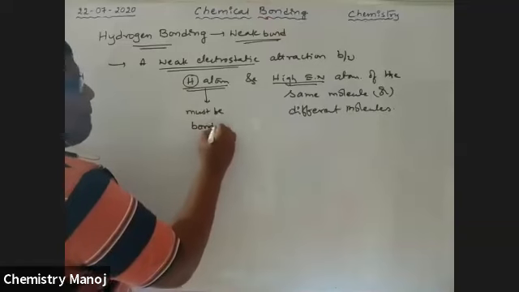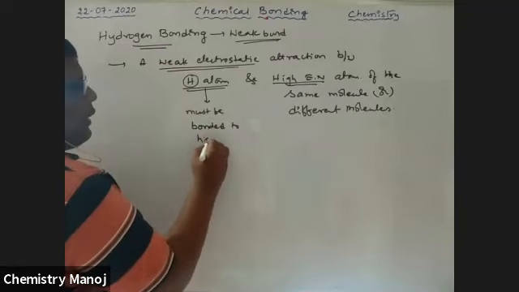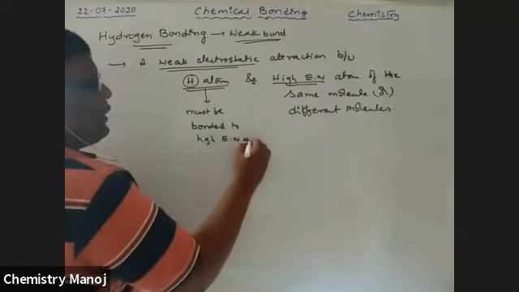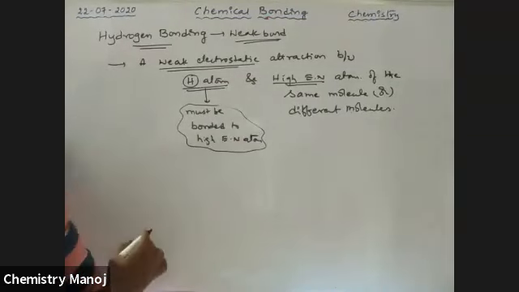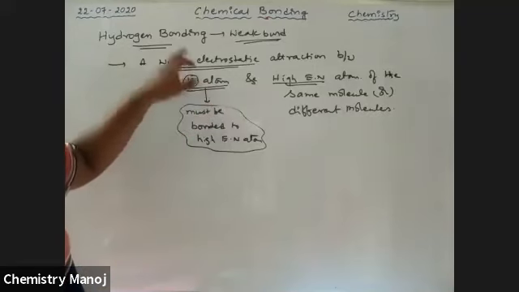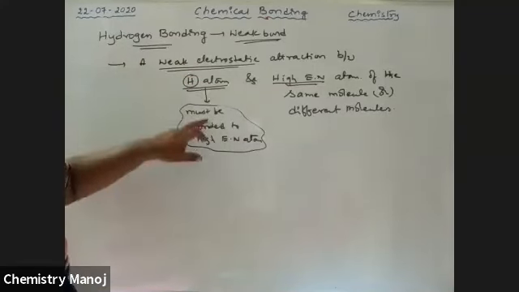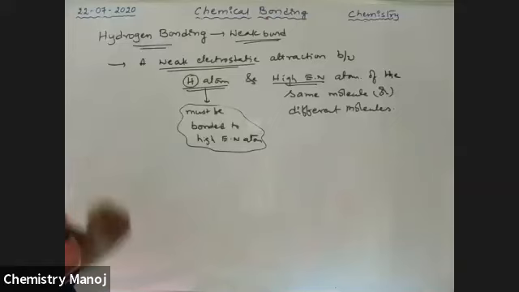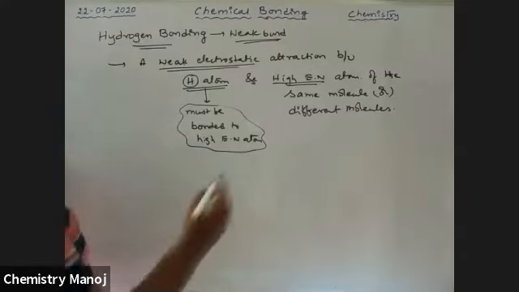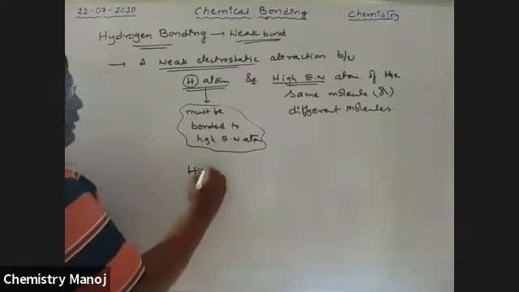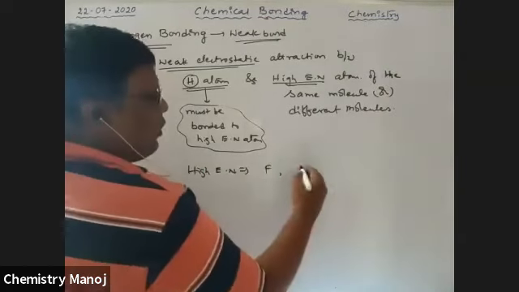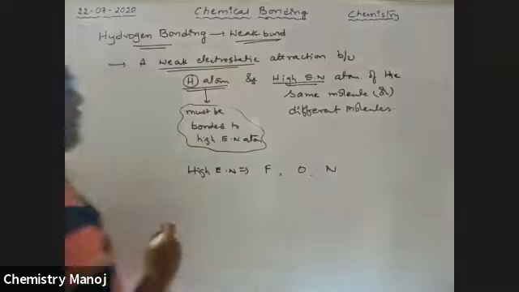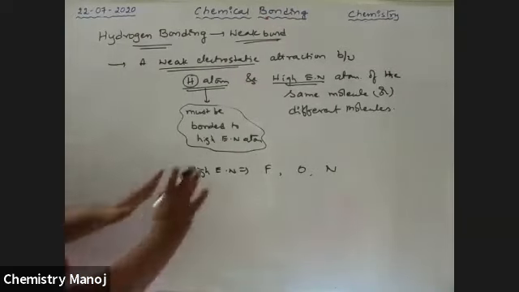See here. Once again, this hydrogen atom which is involved in hydrogen bonding must be bonded to a highly electronegative atom. So the hydrogen atom which is participating in hydrogen bonding must be bonded to a highly electronegative atom. What is this highly electronegative atom, sir? In our chemistry, highly electronegative elements are nothing but fluorine, oxygen, and nitrogen. Only these three.